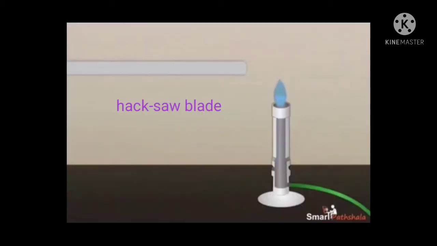Let us do another activity. Hold a used hacksaw blade with a pair of tongs. Keep the tip of the free end of the blade on the gas stove. Wait for a few minutes. We can observe a change in color of the tip of the blade. Then remove the blade from the flame. We can observe the tip of the blade gets back to its original color. As the color is a physical property, we can consider this change a physical change.